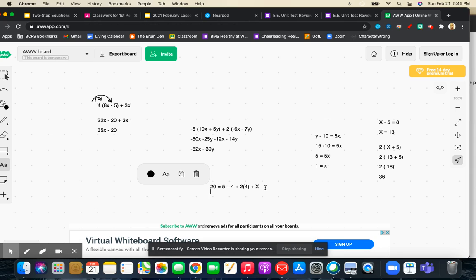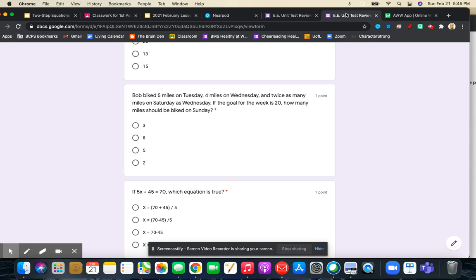All right, so we can add all those together. 20 equals 5 plus 4 is 9, plus 2 times 4 is 17, plus x. We need to solve for x. We know how to solve a one-step equation. 20 minus 17 is 3 equals x. On Sunday, I just need to bike 3. Not a hard bike day for that.